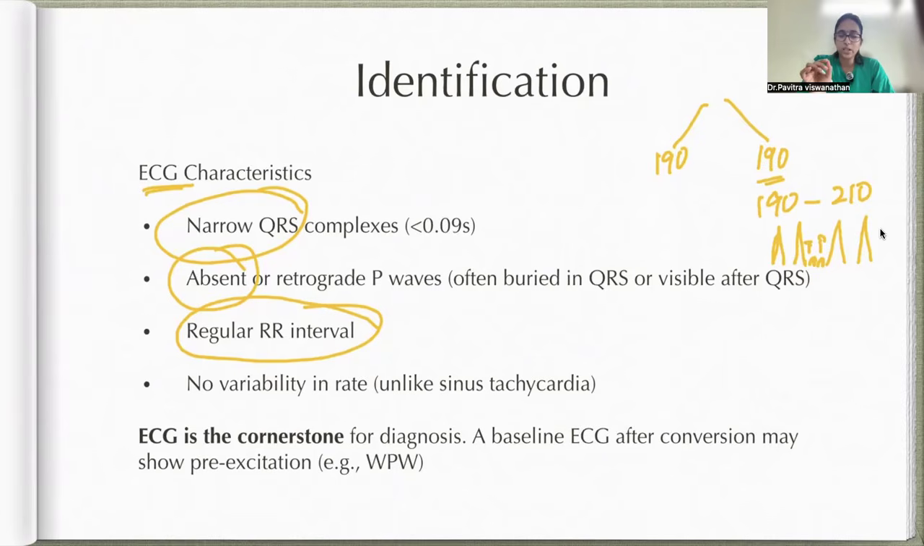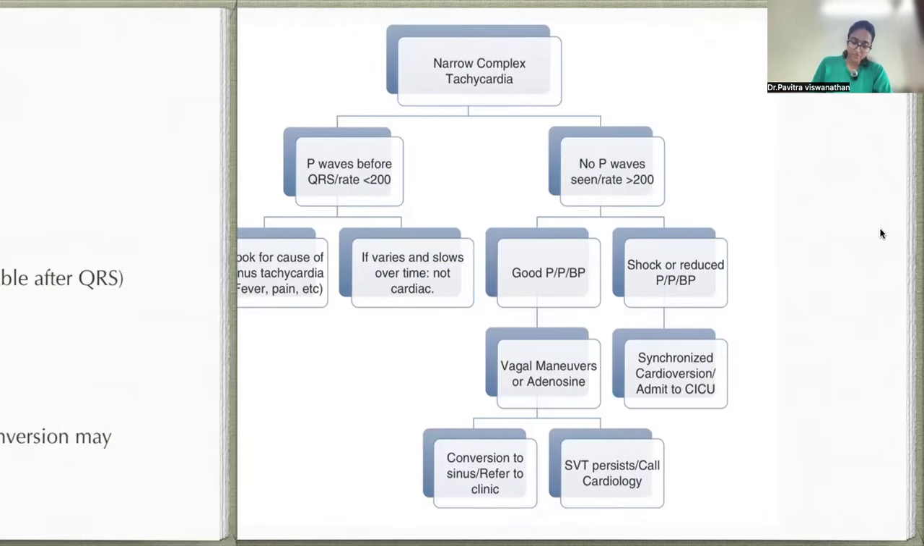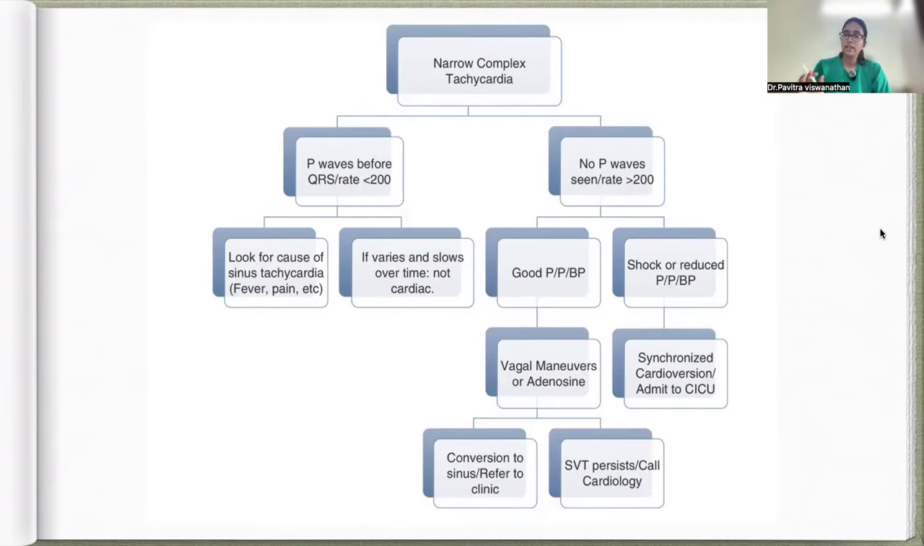ECG is not just important in diagnosing that this is supraventricular tachycardia. Once you have aborted the SVT, you can also get to know whether there is a pre-excitation component sitting there in the heart. And whenever you are having a narrow complex tachycardia, it is important to identify whether it is SVT. Once you know it is SVT, you need to know whether it is having good perfusion or poor peripheral perfusion. If it is poor perfusion, it's going to be synchronized cardioversion. If it is good perfusion, it is going to be your medicines that abort your SVT.